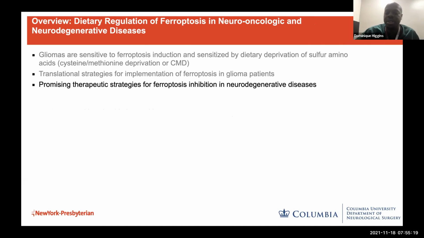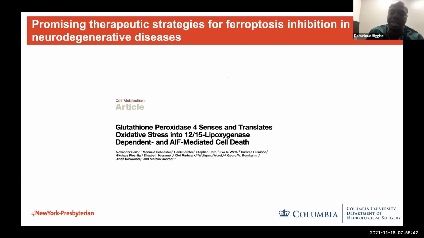for ferroptosis inhibition in neurodegenerative diseases. So far, what Ken touched on was enhancing ferroptosis to kill tumor cells. The next thought is, what's happening to the neurons or the normal cells? And in the cases of neurodegenerative disease, when those cells are sick, can we inhibit this process to protect them? And there's some precedents.